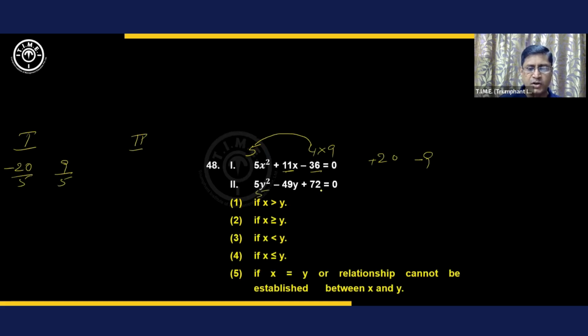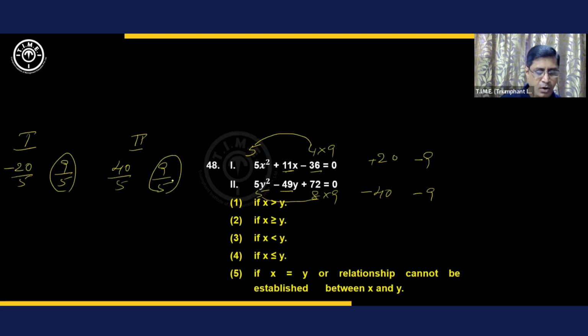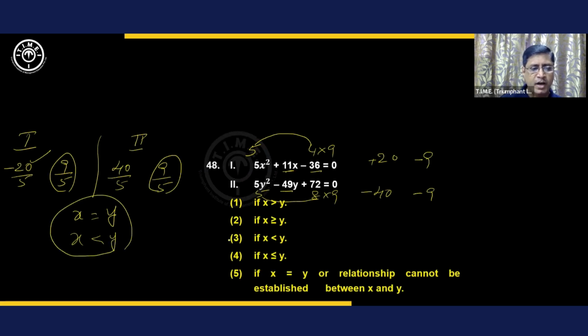So 5 as it is 5, here 8 into 9. Now 5 into 8, that is 40. So 40 and 9. So minus 40, minus 9 are the factors. Just add these two factors. It will give the middle term. So what are the roots here? Positive 40 by 5, 9 by 5. So 9 by 5, 9 by 5. What does it mean? These two are equal. X and y are equal. Now a negative value is less than the positive value. Combining these two, x less than or equal to y. X less than or equal to y means the right choice is option number 4.